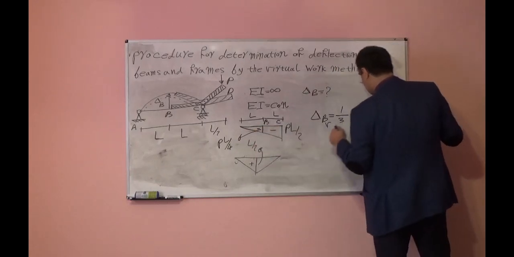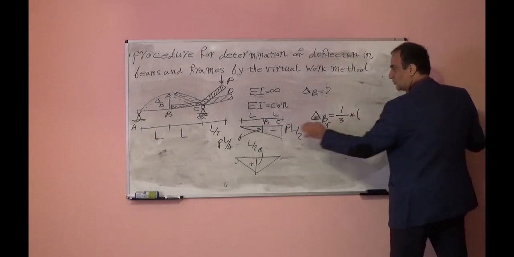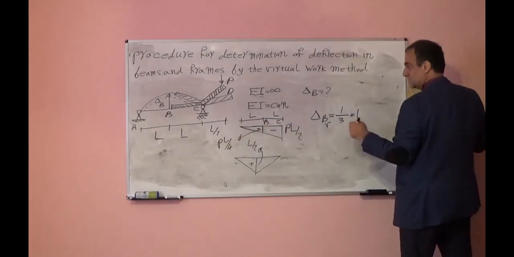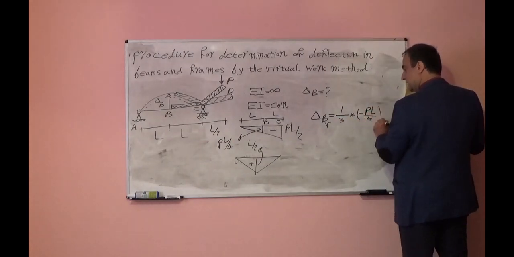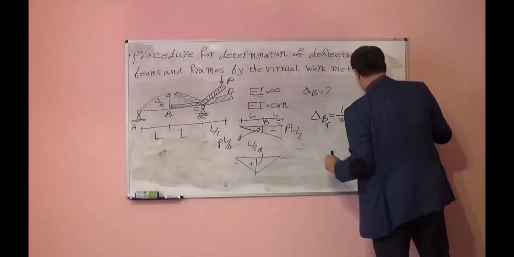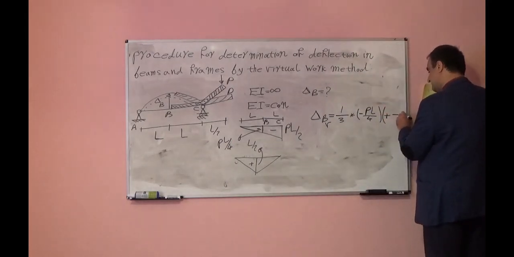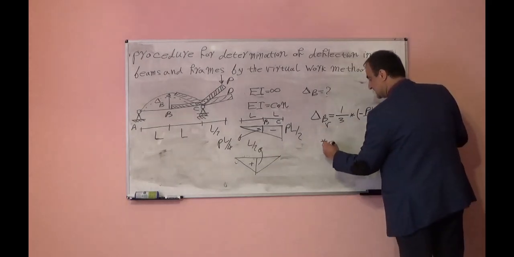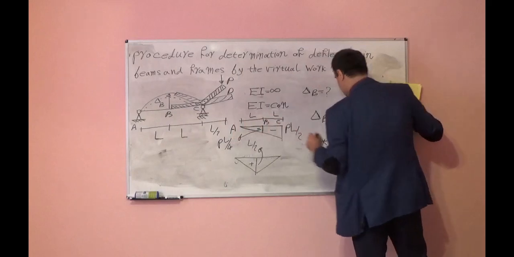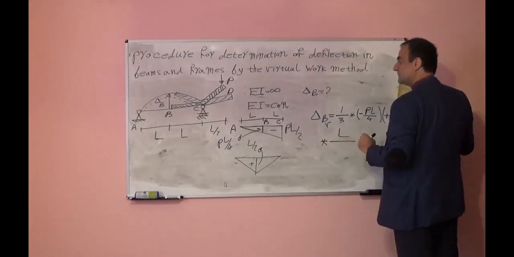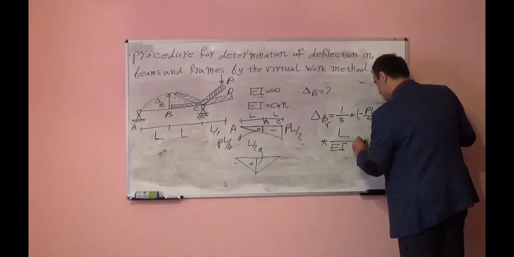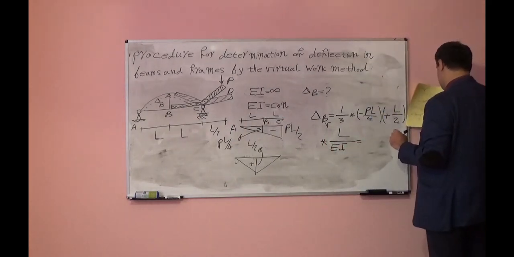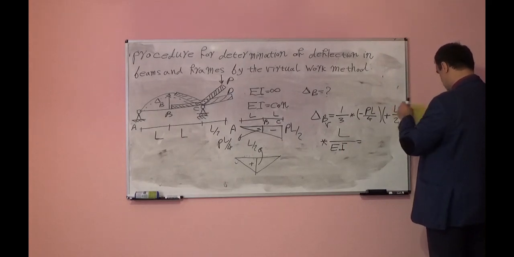Coefficient for triangle to triangle is 1 over 3. Moment under real load at point B is negative PL over 4. Moment at point B under virtual load is positive L over 2 times the length from A to B, which is L, divided by EI of the beam from A to B. From here, you can find the answer.